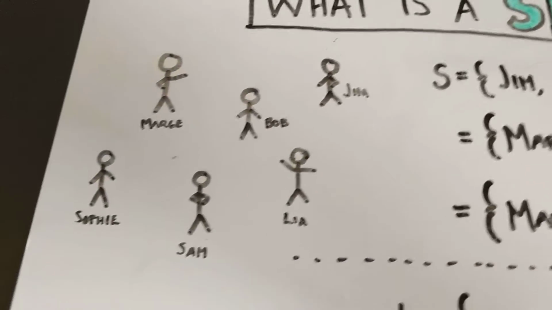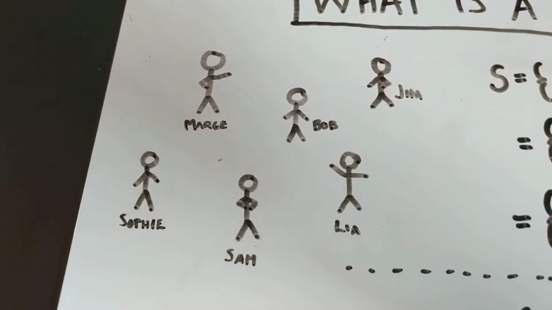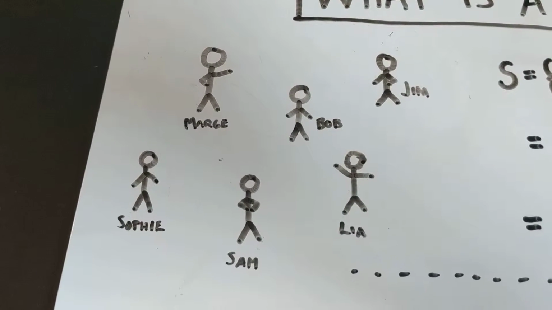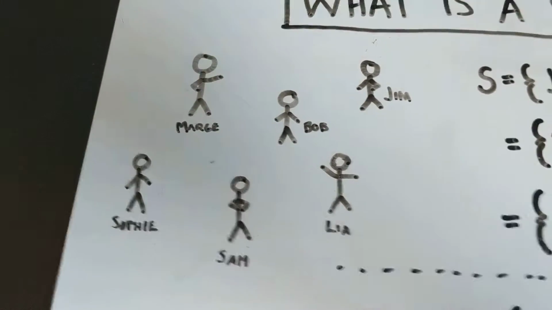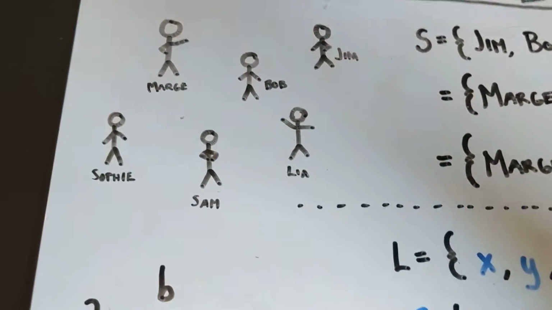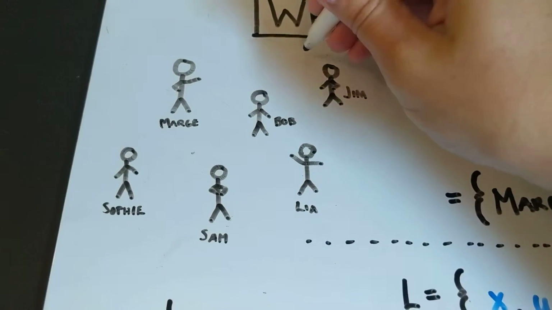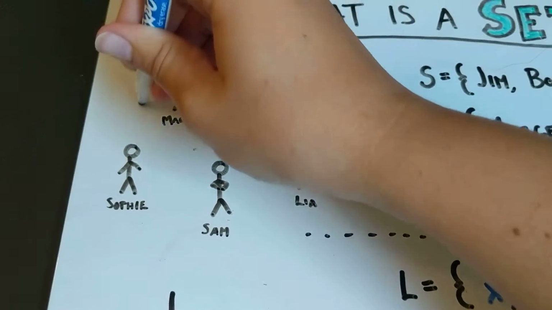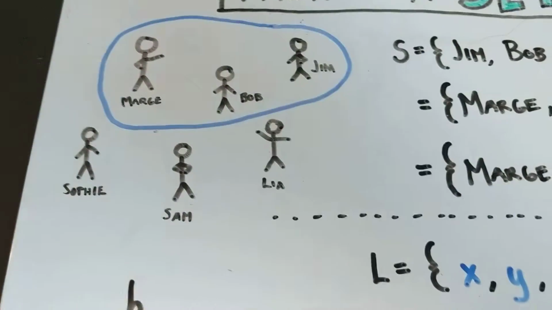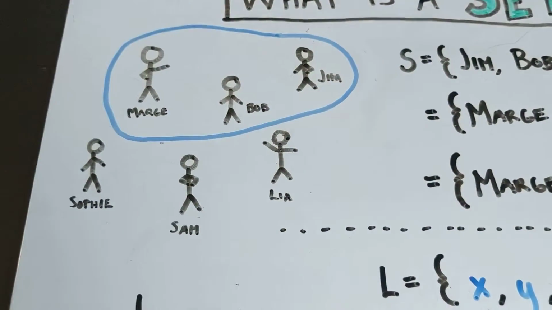So we're going to start out by talking about this room full of people here: Marge, Bob, Jim, Sophie, Sam, and Leah. And we know some things about these people that make us want to say something about some of them, right? So we know that some of these people are students. So we're going to circle the 3 of them that are students right here. Jim, Bob, and Marge are students.